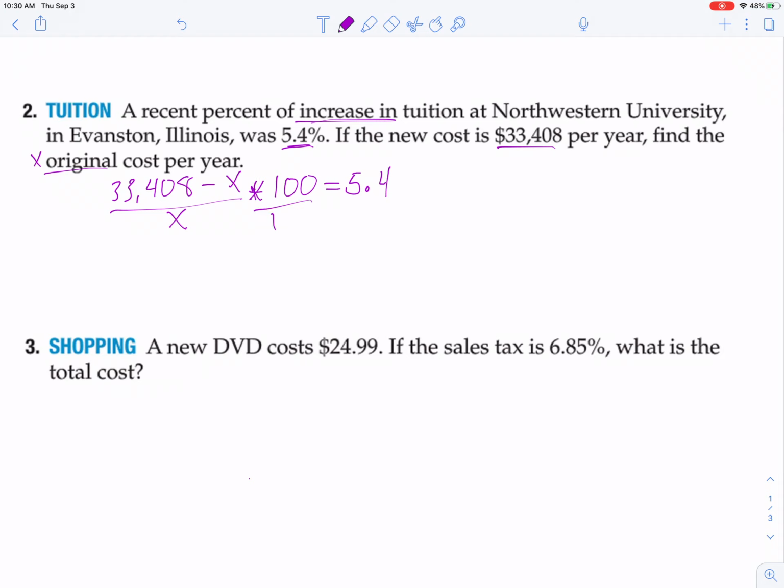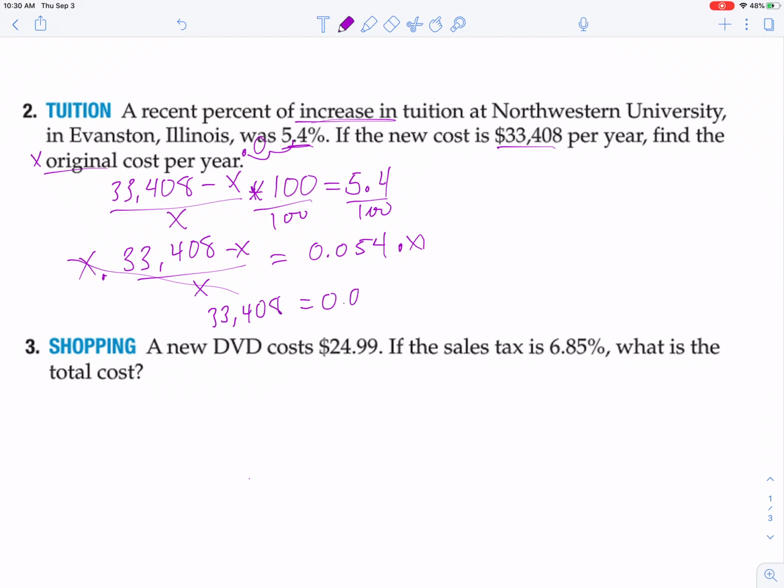So the first thing I'm going to do is go ahead and get rid of that 100. That was maybe potentially an unnecessary step had I just converted that percent into a decimal in the first place. Like so, I could have just gone like that. Alright, so now what I'm going to do is multiply both sides by x. That allows the x's to cancel. And what I end up with next is 33,408 equaling 0.054x. Oops, I forgot the minus x over here. There we go.